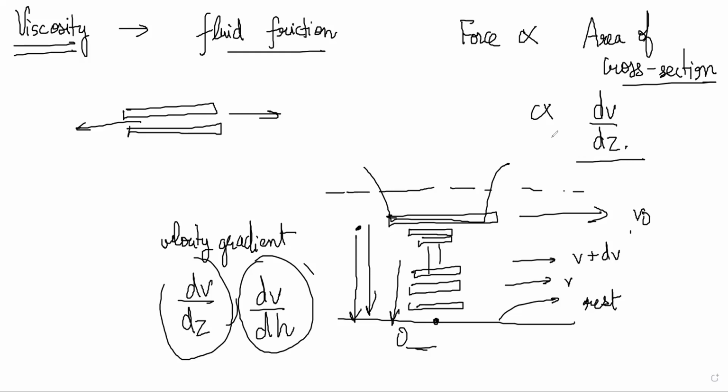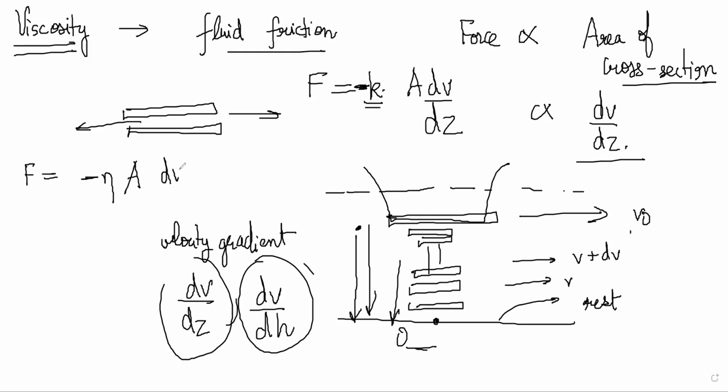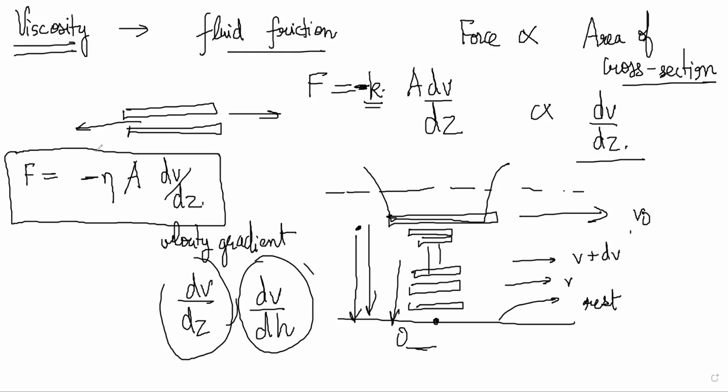So you will have force of viscosity equal to some k A dv by dz, right? And we put a minus sign because it's a negative friction type of force. It will be resisting in nature. So finally you will have this equation: force is equal to minus k A dv by dz, where this constant k is called the coefficient of viscosity.